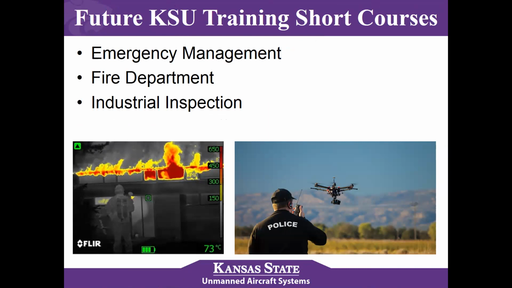Some future trainings that are coming out soon: emergency management, fire department, industrial inspection, and one that's not on there is beyond visual line of sight training. K-State is one of the ones that have recently received a beyond visual line of sight waiver. So we are currently allowed to operate unmanned aircraft out to extended ranges. Again, it is not 100 miles by any means. It is restricted, but we can fly beyond the remote pilot in command's or visual observer's direct line of sight. That is huge to a lot of industries, gas line inspections, power line inspections, large ag companies. Being able to fly at larger distances is big to them, even if it's not unrestricted.